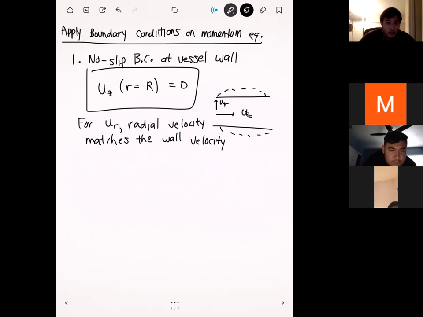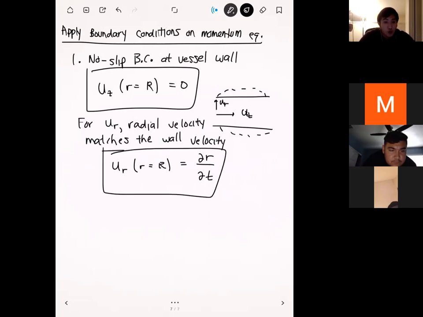And so the way that we're going to do that is like the following. We're going to say that ur at r equals R is equal to partial R partial t, where partial R partial t, evaluated at r equals R, is the wall velocity. With this boundary condition, what we're saying is that the radial velocity has to match the velocity at the wall. These are important to keep in mind, especially as we start to integrate. Now we're going to take our Navier-Stokes equations and integrate them across the vessel wall.